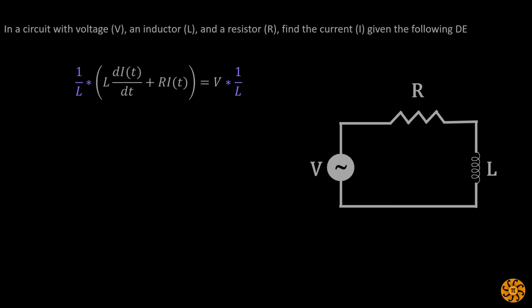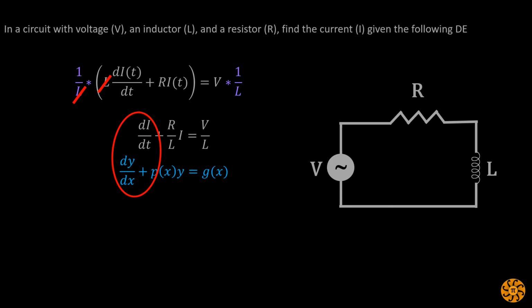First, we are going to multiply by 1 over L. We are left with di dt plus Ri over L equals V over L. In order to use the integrating factor method, we need a differential equation in the following form, which we have. di dt corresponds to dy dx, R over L is P of x, and V over L is G of x.